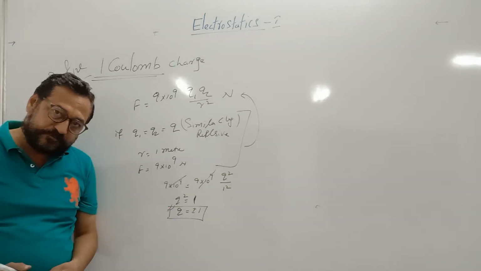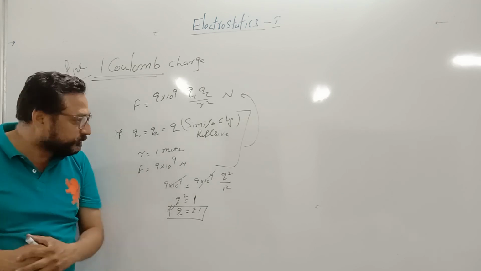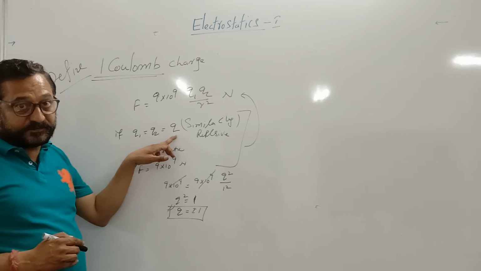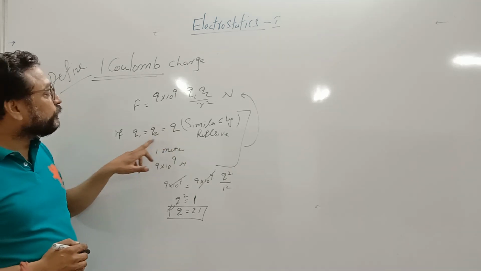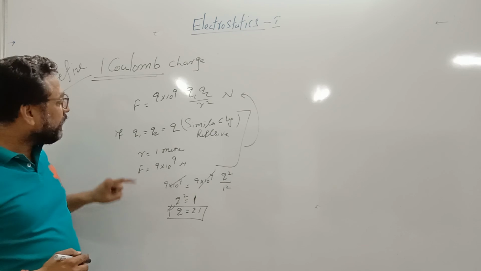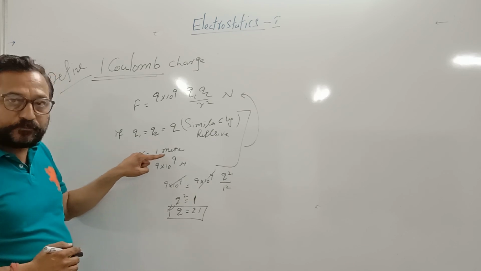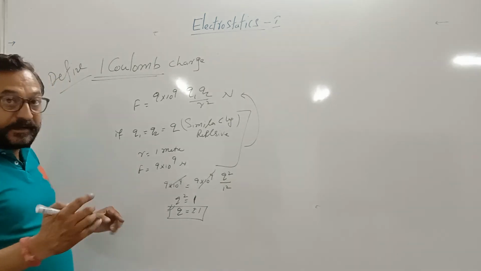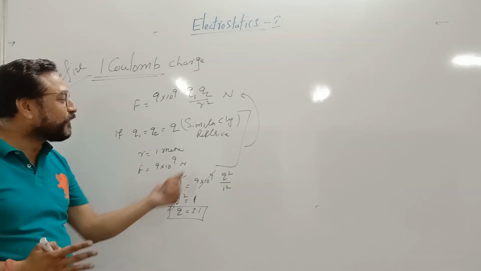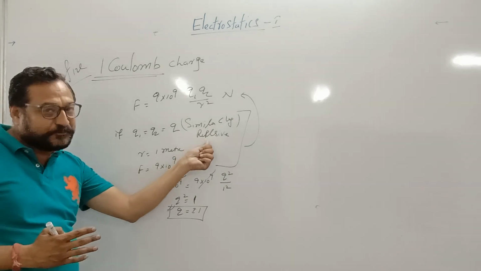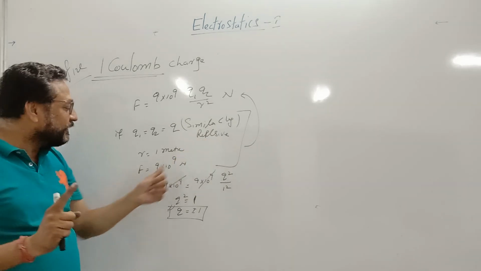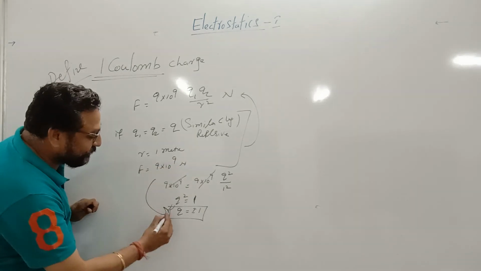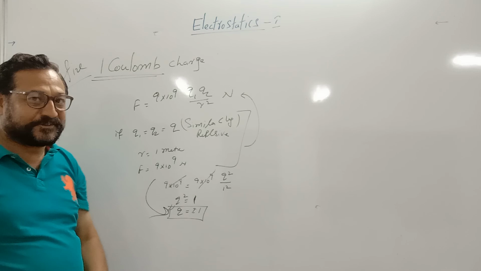What is the definition of 1 coulomb charge? Please see on board again. When two equal and similar charges are kept at a distance of 1 meter and experience a force of repulsion of 9 into 10 to the power 9 Newton, then the charge is called 1 coulomb charge.